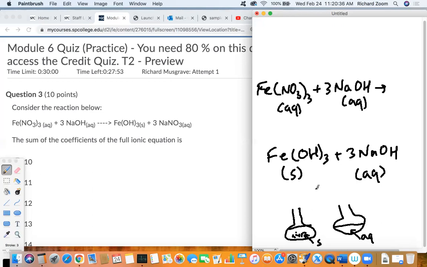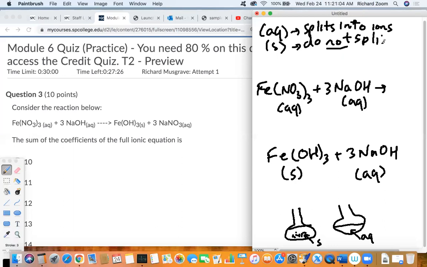So when we're doing the ionic equations, anything aqueous splits into ions. And this is the important part: solids do not split into ions. That's because they're solid. And this is the most common thing that people forget, I think. So when we're looking at the ions here, the Fe(NO3)3, if I drew a picture of it, would look like this. I could put charges on if I want to. I actually don't have to, but I should because it's an ionic equation, though you don't really need the charges.